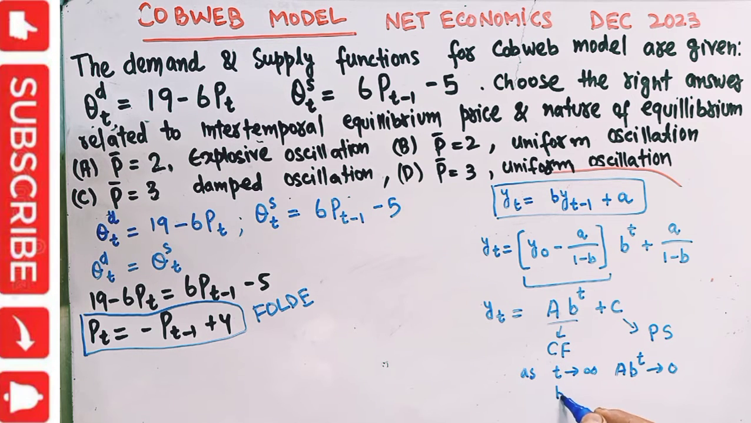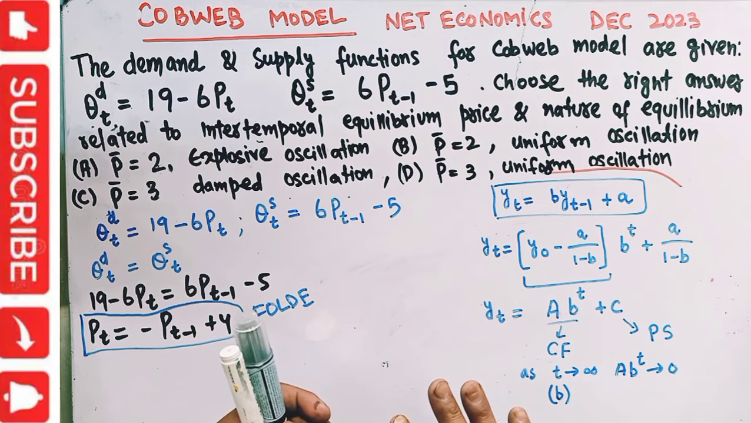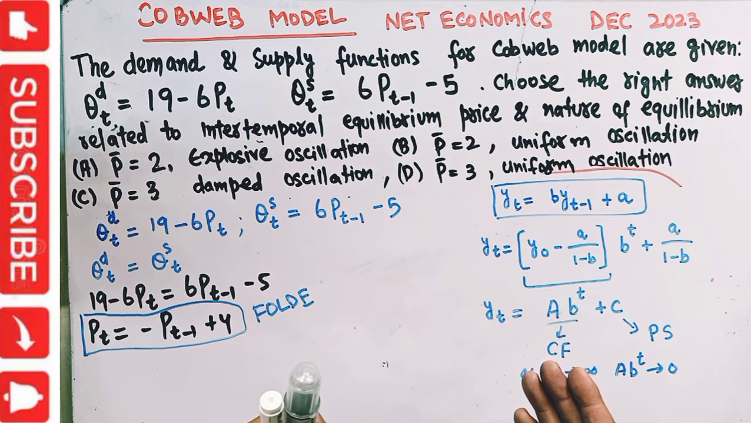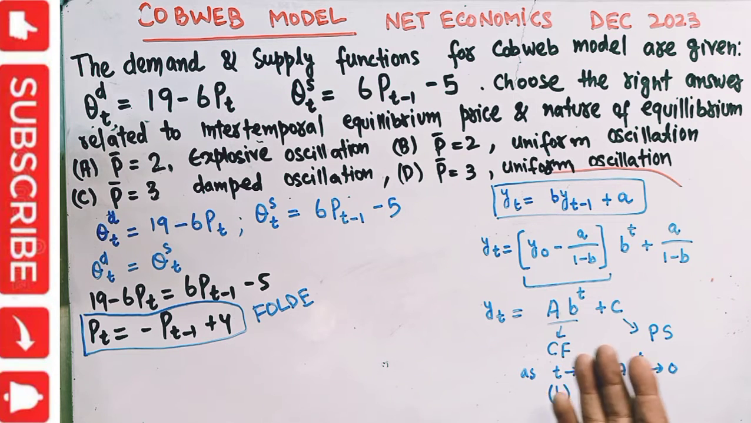The value of b will decide the stability here. Actually, I have explained the Cobweb model in a detailed manner in the earlier videos. You can check out the playlist by the name differential equations, there you will find it. I will not go into further details here because of the time constraint. So we write this equation in this fashion.